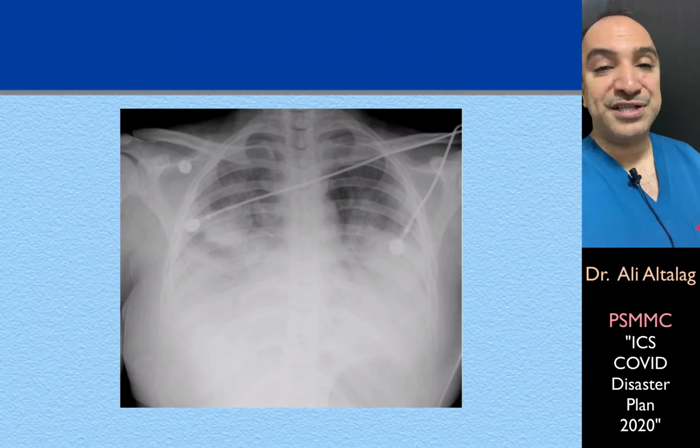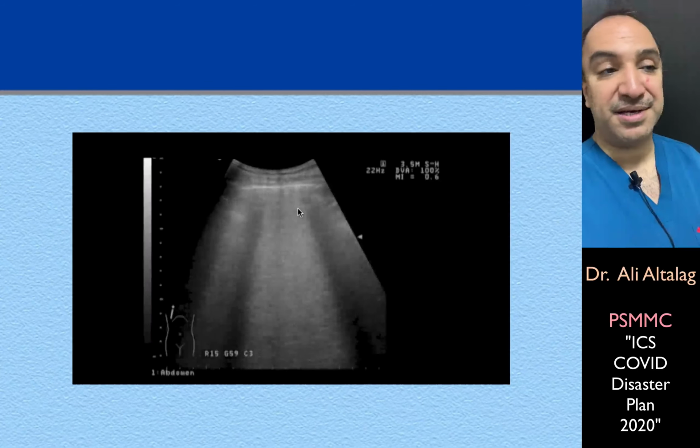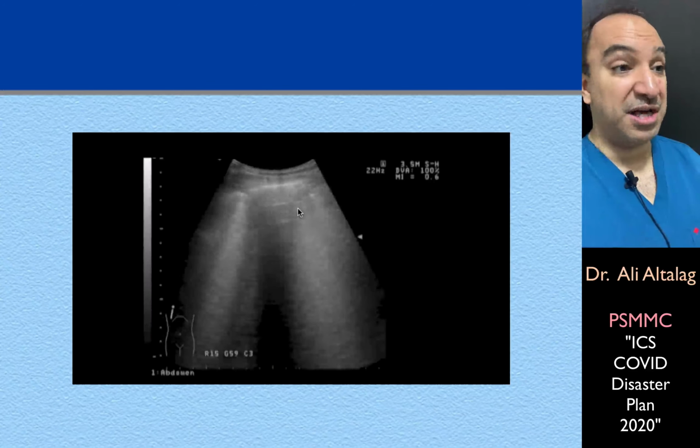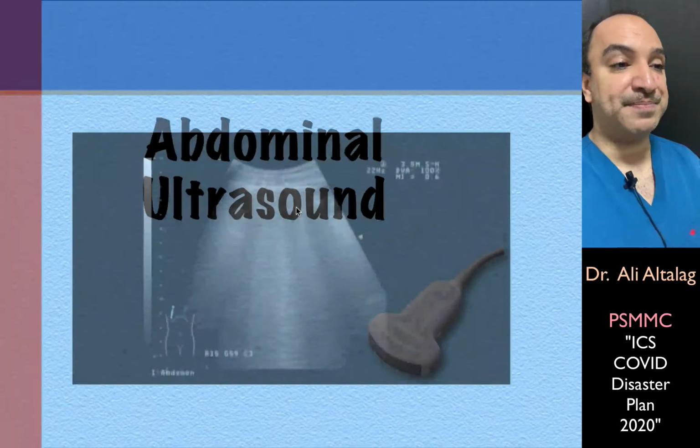Now, in pulmonary edema, you will see plenty of B lines. So as you see here, plenty of B lines, quite visible B lines. This suggests pulmonary edema.